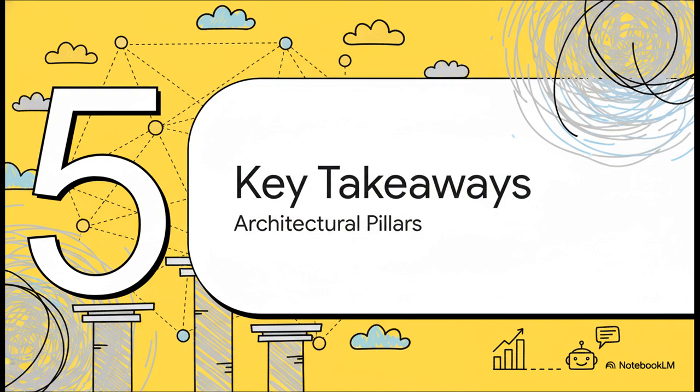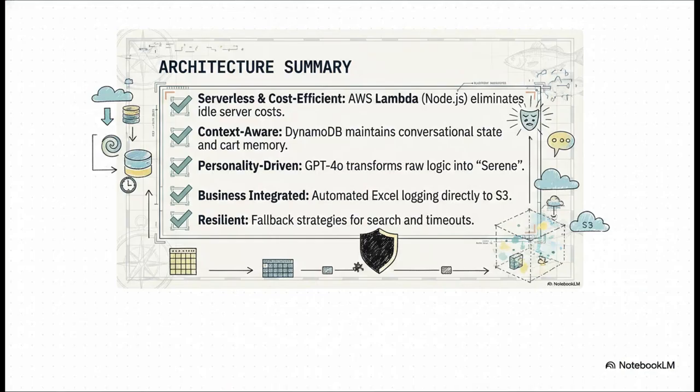All right, we have taken this entire system apart, piece by piece. So let's step back and pull out the key takeaways. What are the big design ideas holding this whole thing together? So, in a nutshell, it's serverless and cost-efficient, thanks to AWS Lambda. It's context-aware, using DynamoDB so it doesn't have that amnesia problem. It's personality-driven, leveraging GPT-4o to transform raw data into a branded persona. It's business-integrated through that slick, automated Excel pipeline to S3. And finally, it's resilient with built-in fallbacks and error handling. We've basically turned a black box transparent.